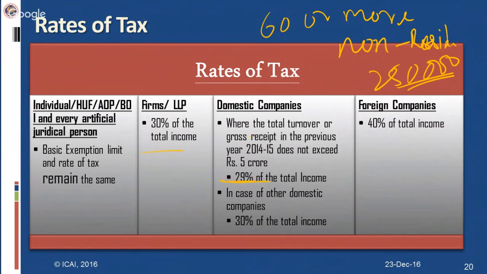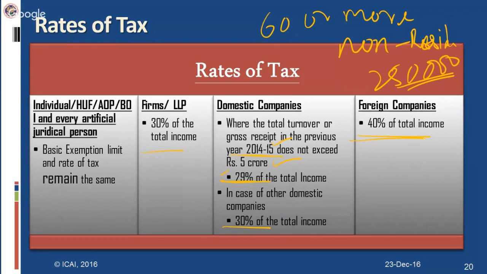So keep in mind, here you don't have to see the previous year 16-17, since for the relevant assessment year 17-18, the previous year is 16-17. However, here you have to see the turnover of the previous year 14-15, not 15-16 or 16-17. You have to go to the past 2 years' previous year. So if that previous year turnover does not exceed 5 crore, then that company has to pay the tax at the rate of 29%. In case of other companies, the same rate, that is 30%, will be applicable. In case of foreign companies, the rate of tax is 40% of the total income. So these are the rates of taxes.